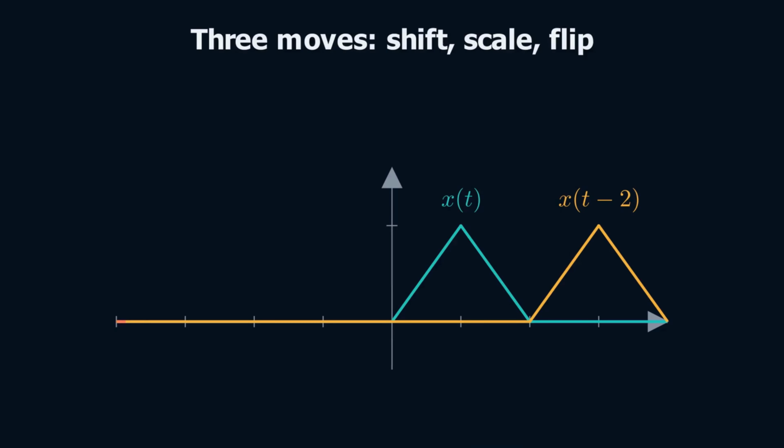Move 2, the timescale. Replace t with 2t, and the signal squeezes toward the origin by a factor of 2. A number bigger than 1 compresses. Again, backwards from intuition, and again, that's the exam trap. Move 3, the flip. Replace t with minus t, and the signal mirrors about the vertical axis, time runs backwards. Shift, scale, flip. 3 moves. Every expression you will ever see, including the monsters on GATE papers, is a sequence of these 3.